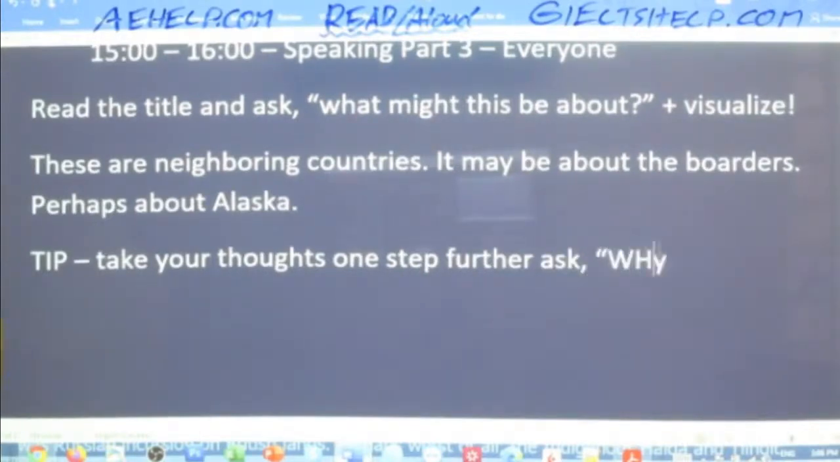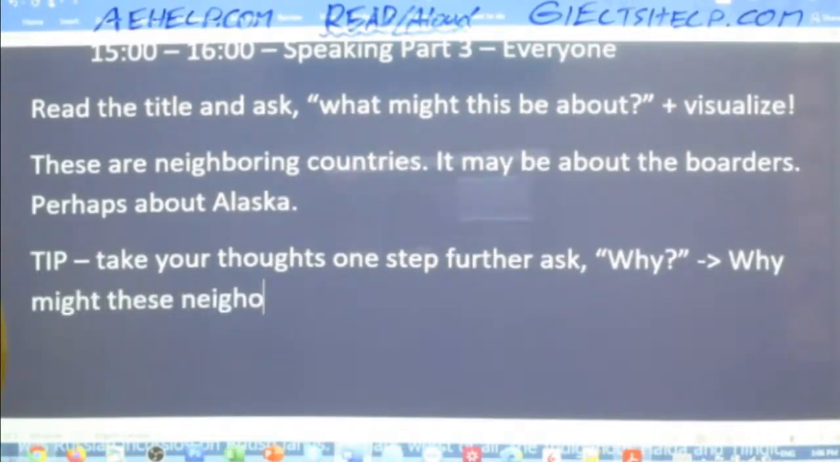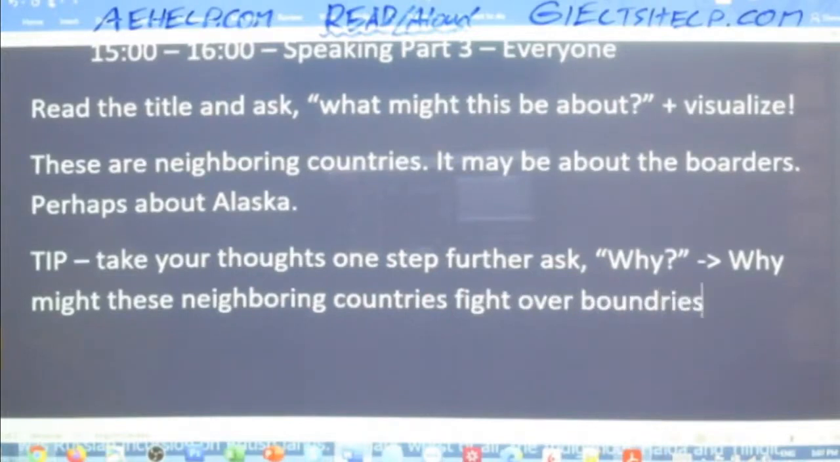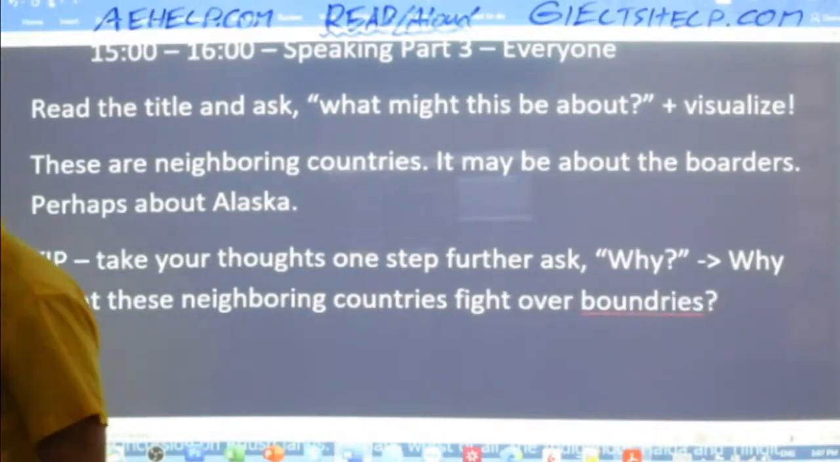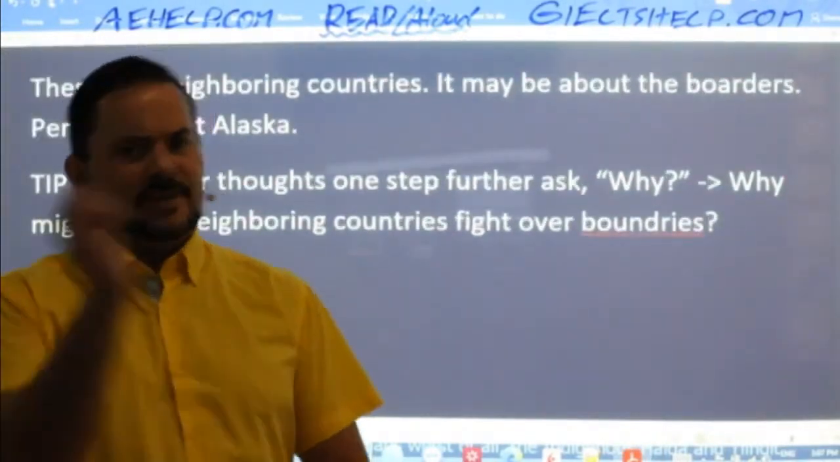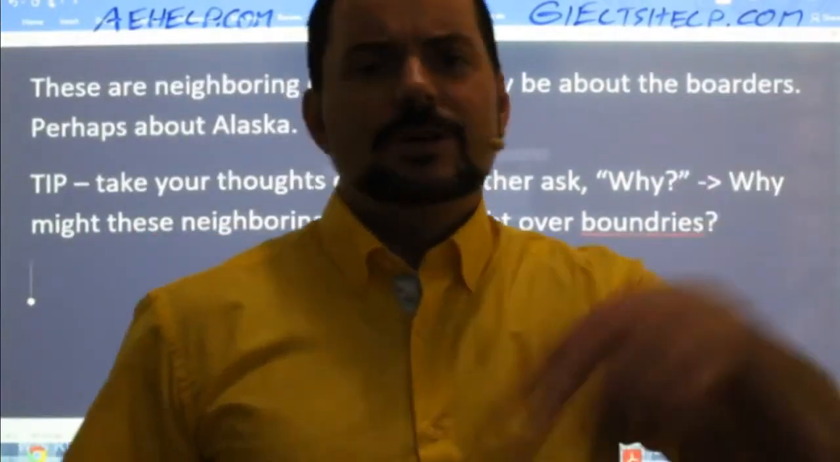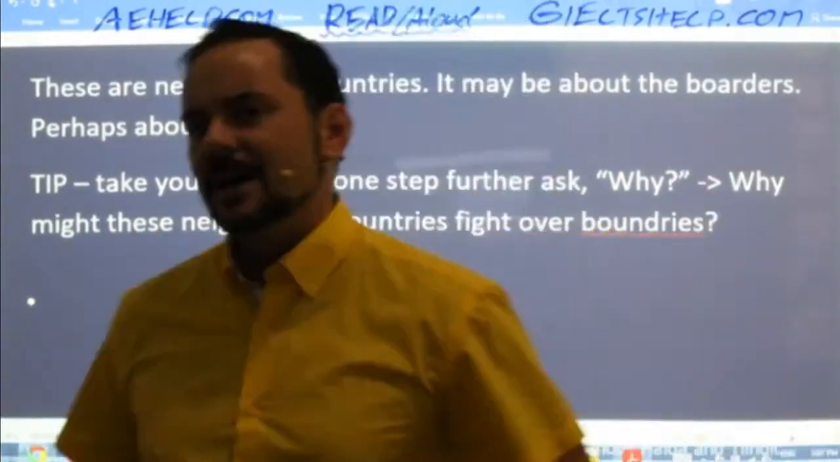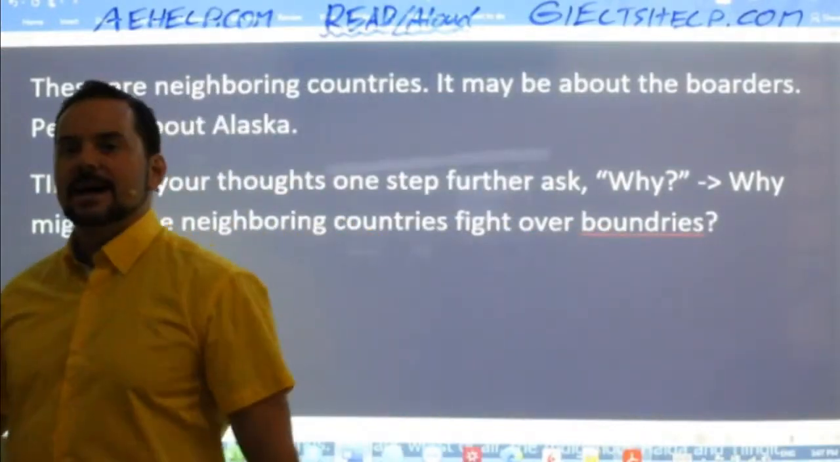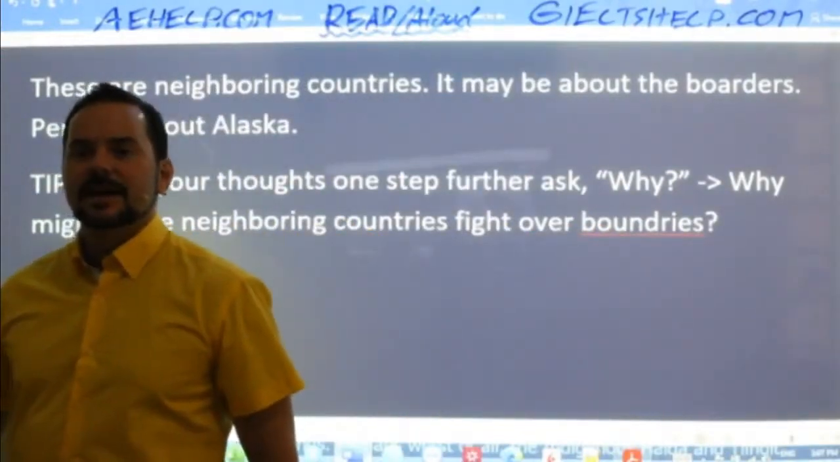So, for example, why might these neighboring countries fight over boundaries? What do you think? Why might two countries fight over borders and say, hey, no, that's the line over there? No, that's the line over there. So why would they do that?